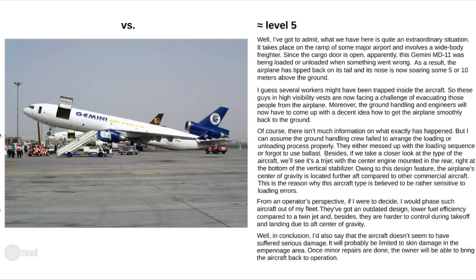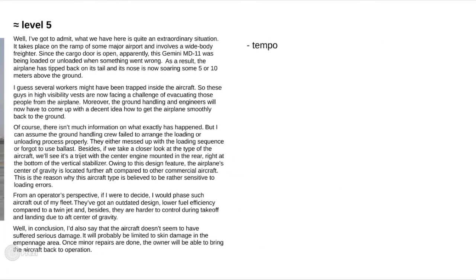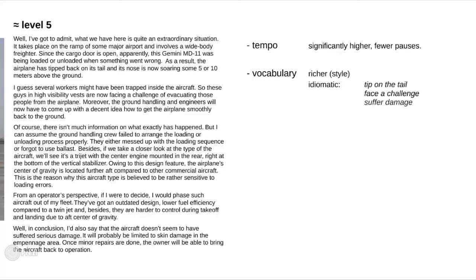Okay, you've probably noticed the tempo was significantly higher. There were fewer pauses. The vocabulary was much more interesting, I'd say richer style-wise. I don't mean to say that the words I used will automatically guarantee you level 5. I was rather hoping to make the difference from the first text more vivid. On top of that, I tried to make this text a bit idiomatic. Phrases like to tip back or face a challenge or suffer damage sound kinda idiomatic to me.